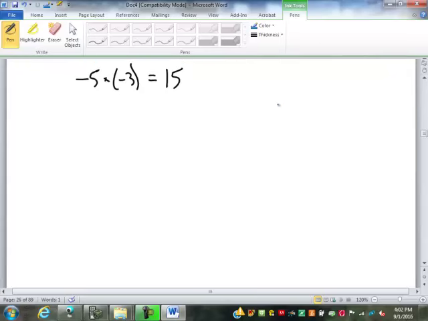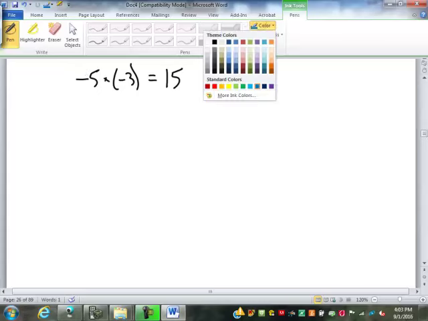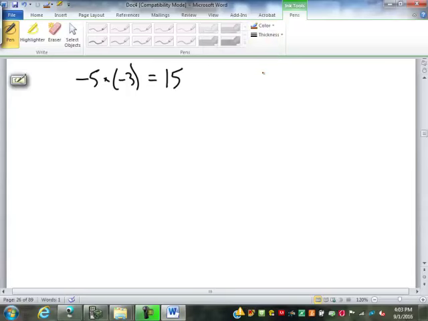The truth is, you really can't multiply negative 5 times negative 3 if you only use the definition of multiplication. I can't take negative 5 and add it to itself negative 3 times. If I switch it, I can't take negative 3 and add it to itself negative 5 times. So my definition of multiplication doesn't work for this problem. And that actually happens in math more often than you would think. So what we do is we use a pattern.